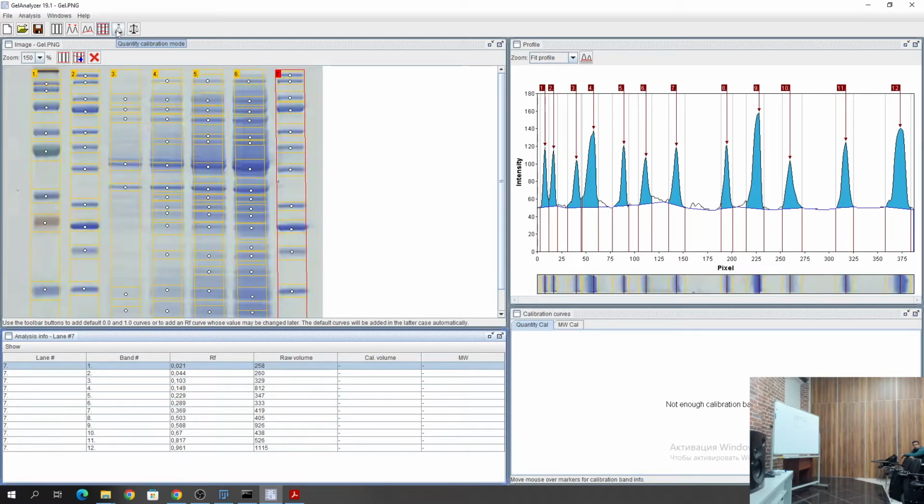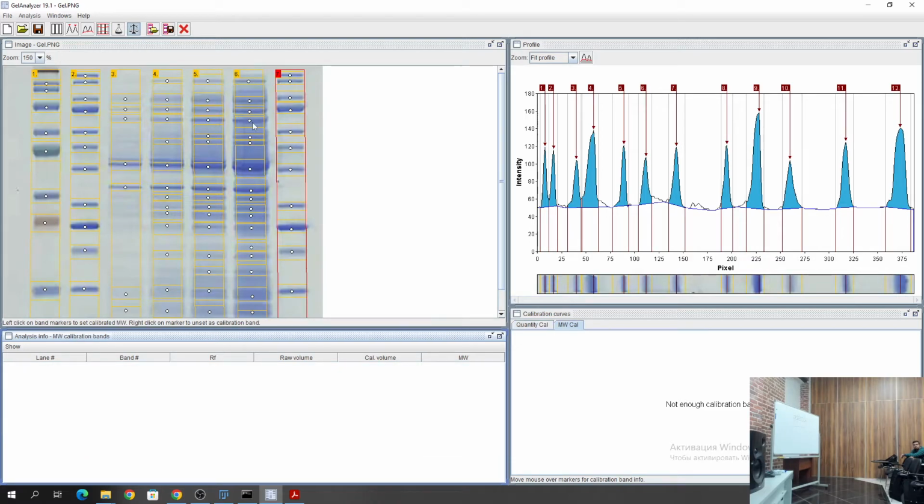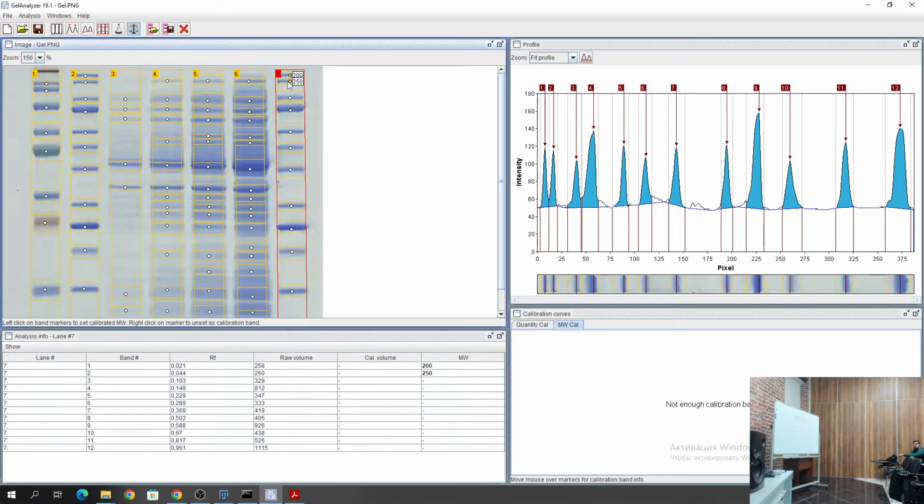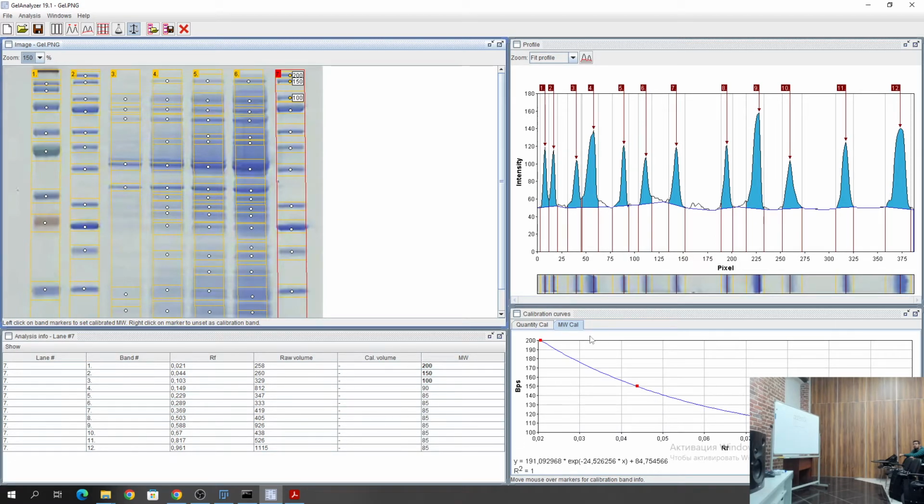And now we can make molecular weight calibration. Here I have a standard of known weight. It's 200 kilodalton, 150 kilodalton. Oh, sorry, I was wrong. And it already starts to fit it in some model, and as you can see, for 3 points we can actually get this nice idea, but let's continue. Probably it wouldn't be so good afterwards.